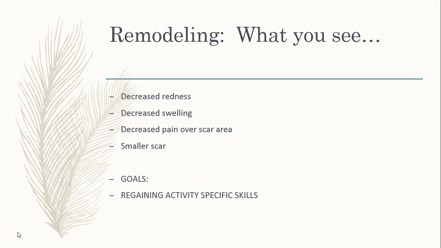What you're going to see on the outside is almost a pretty normal, for Joe, knee, right? So decreased redness, decreased swelling, pain over the scar area, gone. Scar itself, much smaller, especially if they use that vitamin E or that scar go away stuff. Okay, so the goal of remodeling is to regain activity-specific skills. Often, the patient is working on a lot of strengthening during this time, still working on range of motion, but starting to work on these more functional skills like jumping up on a box or hopping from side to side as they progress, as they get stronger.